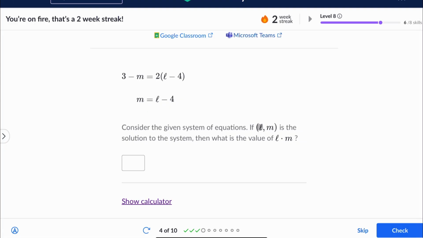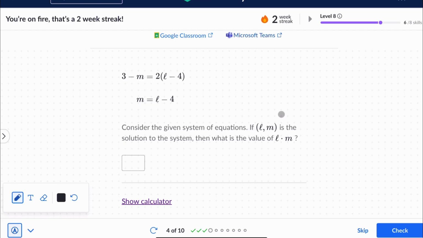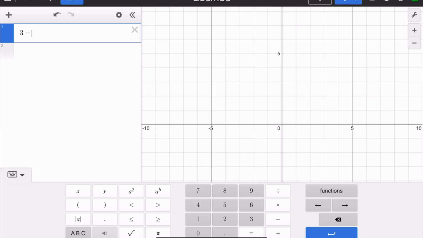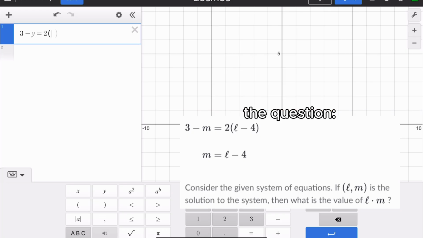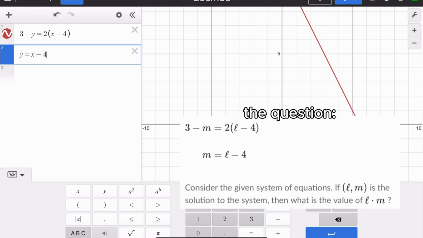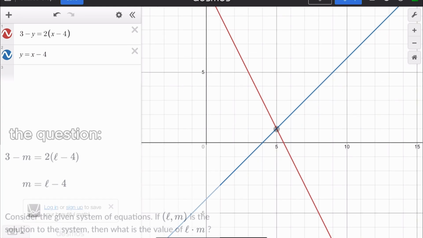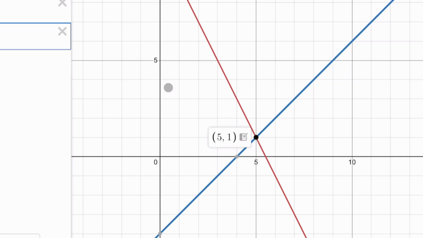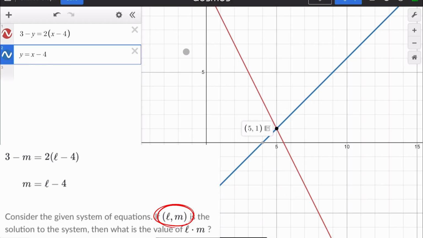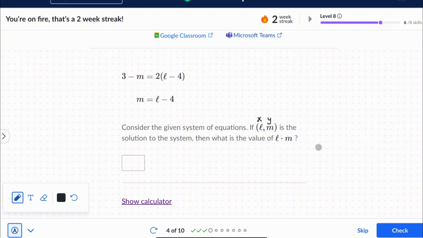But yeah, we see that the coordinates are written into L and M, so we can replace L with X and M with Y. So let's go ahead and do that here. So 3 minus Y is equal to 2 X minus. And so here the system of equation gives us 5, 1, and so L must be 5 and M must be 1. And if we multiply 5 times 1, that's going to give us 5.